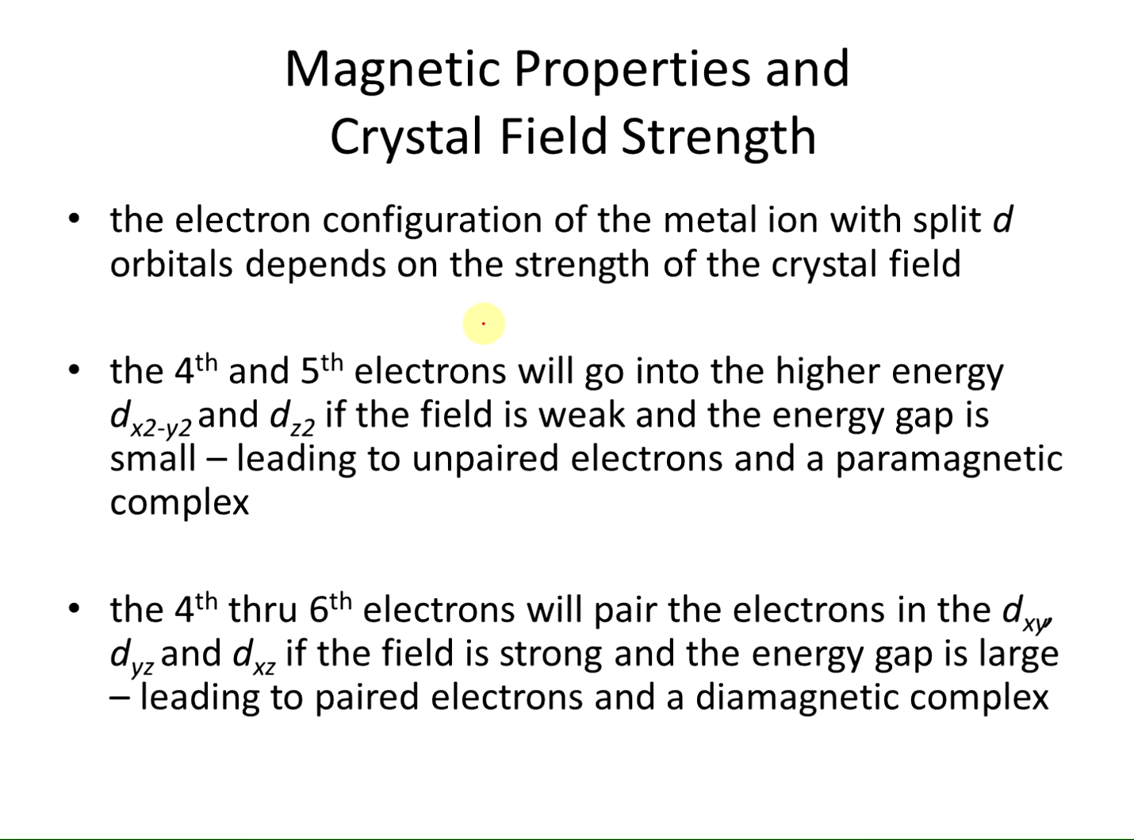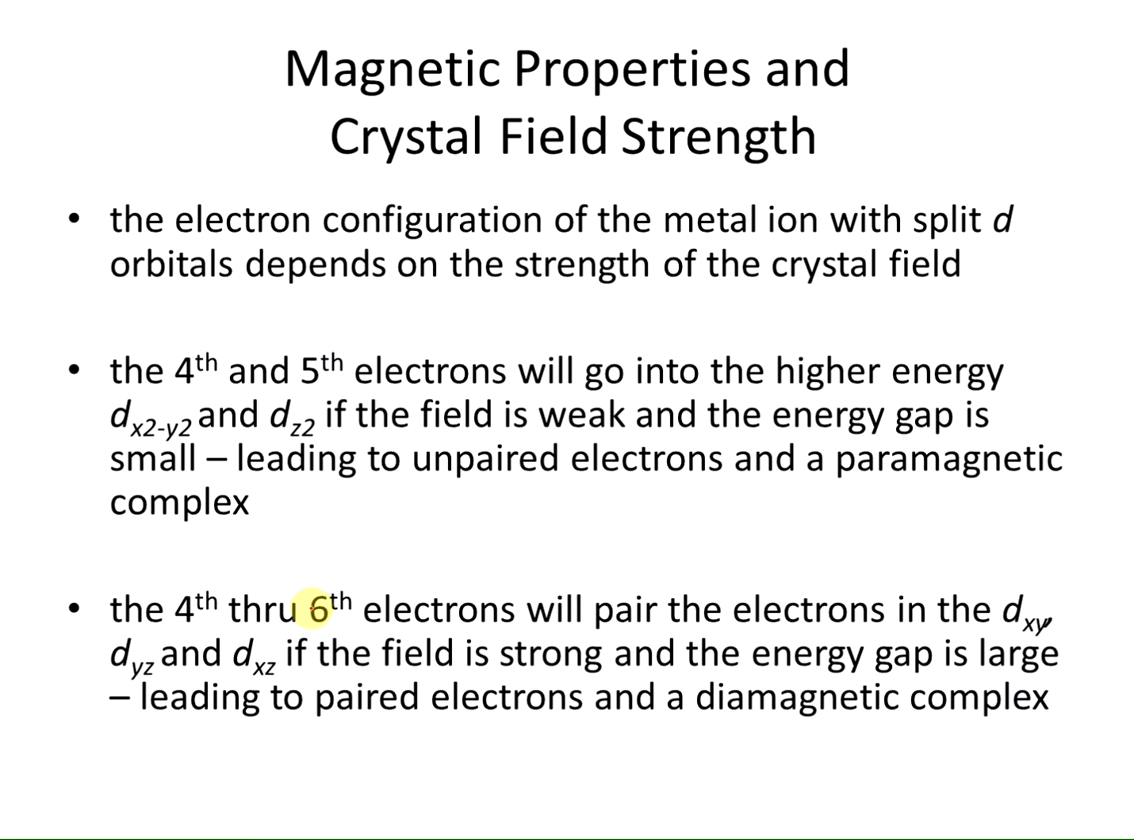The fourth and the fifth electrons will go into higher energy orbitals, so the dx squared minus y squared and the dz squared, if the field is weak and the energy gap is small. This leads to unpaired electrons in a paramagnetic complex. The 4th through 6th electrons will pair the electrons in the dxy, the xz, and the yz if the field is strong and the energy gap is large. This leads to paired electrons in a diamagnetic complex.